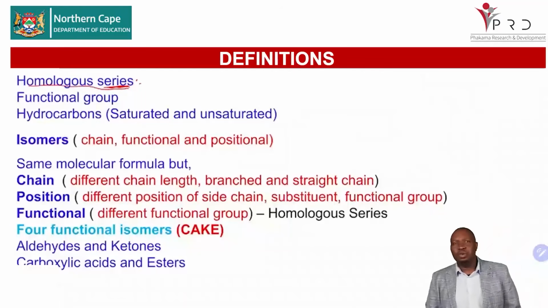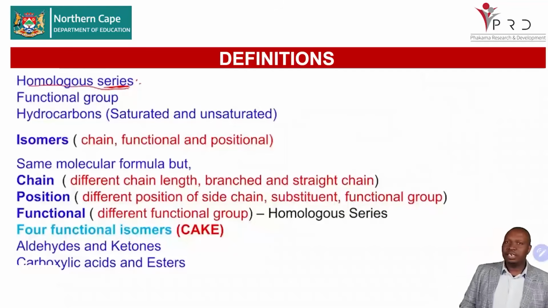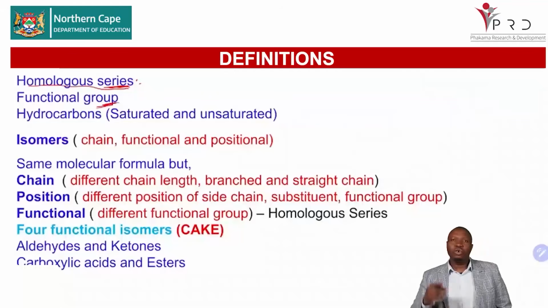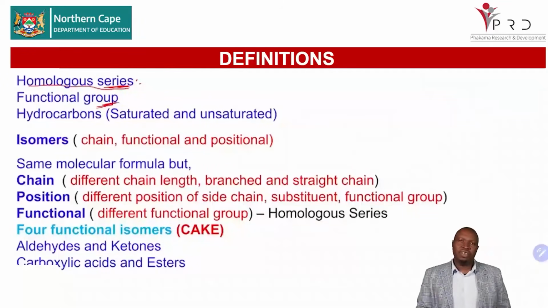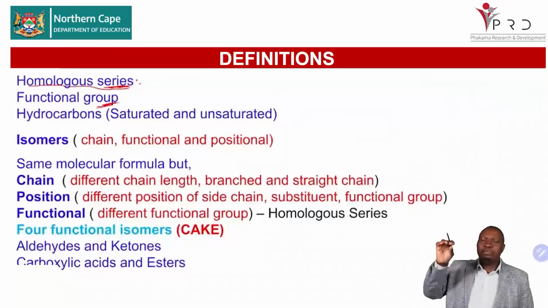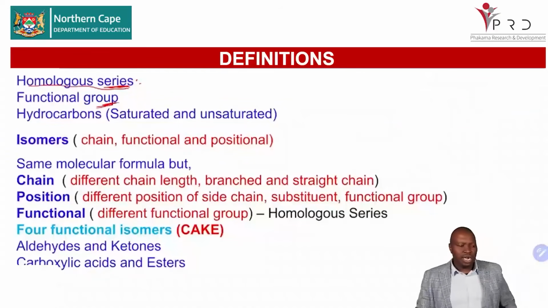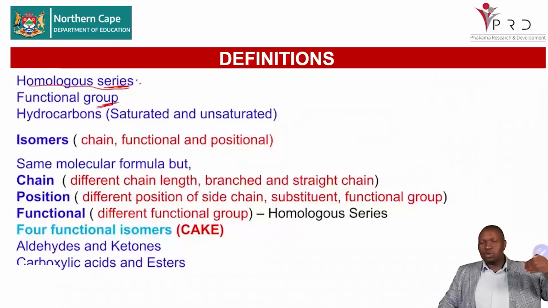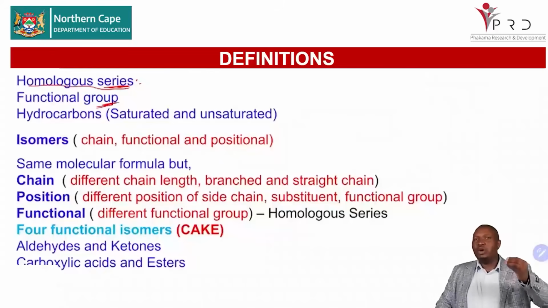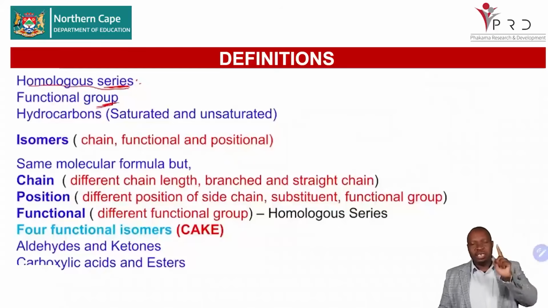And then you must be able to define the functional group as well. Remember, these are the centers of reaction. When you talk about physical properties, which are your melting point, boiling point, and vapor pressure, they will definitely depend on the functional group, that is, on which family you belong to, because how the homologous series is going to behave depends on the functional group.